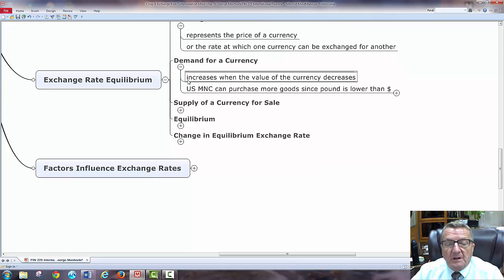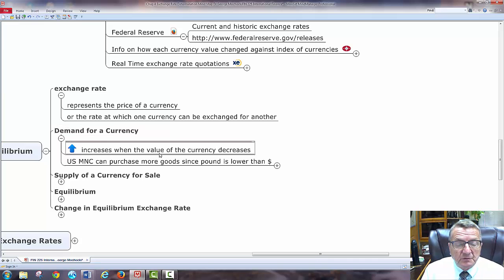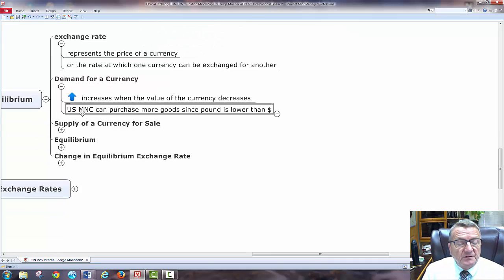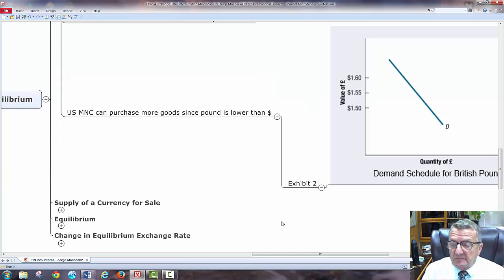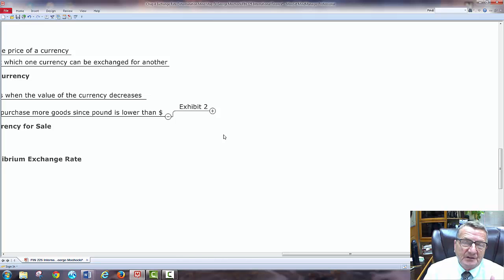Okay. Now the demand of the currency. The demand increases when the value of the currency decreases. So the demand for the currency increases when the value of the currency decreases. The U.S. MNC can purchase more goods since the pound is lower than the dollar. In Exhibit 2, so here we go. When I'm looking at the demand, all right, so here's my demand schedule for British pounds, the D, okay, no problem. It's similar to the demand curve and the equilibrium price when you looked at supply and demand. Only now you're looking at the supply and demand of currency. Okay, so we have that.